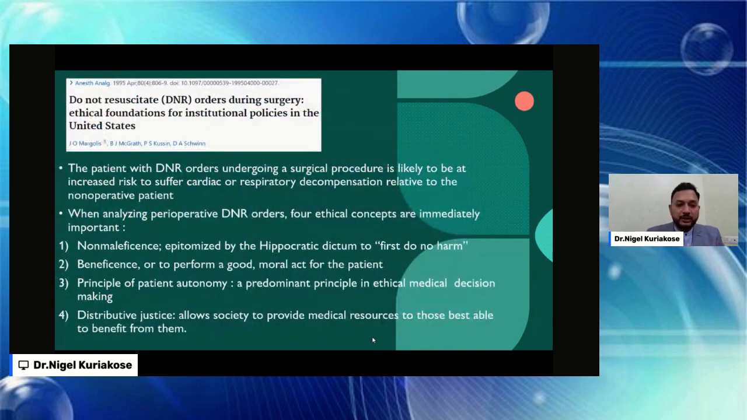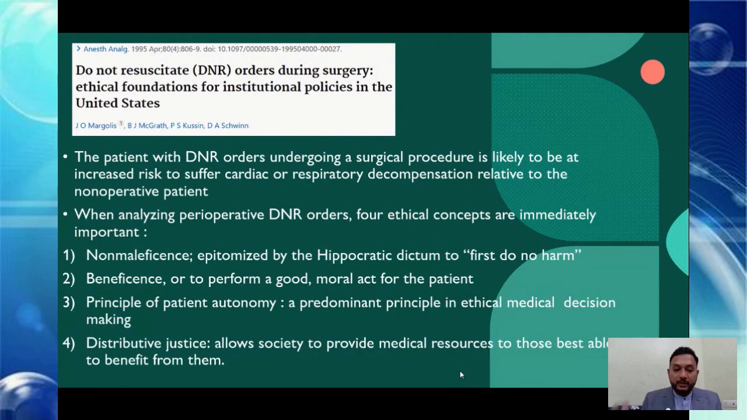Now, I'm just going to quickly run through this because this is basically part of the institutional policies in the US. So, a patient with DNR orders undergoing a surgical procedure is likely to be at increased risk to suffer cardiac or respiratory decompensation relative to a non-operative patient. So, four ethical concepts are immediately important. One is non-maleficence, that is our Hippocratic dictum: first, do no harm. Number two, beneficence, or to perform a good or moral act for the patient. Number three, the principle of patient autonomy to be maintained. Number four, distributive justice, that is allowing the society to provide medical resources to those best able to benefit from them.